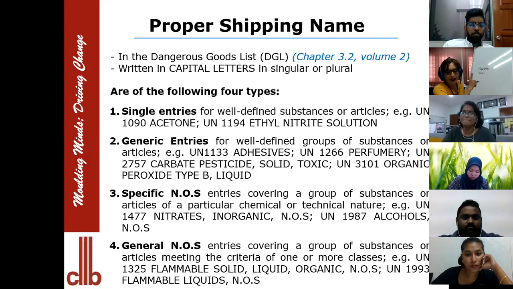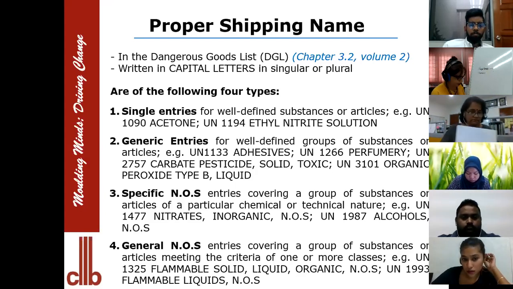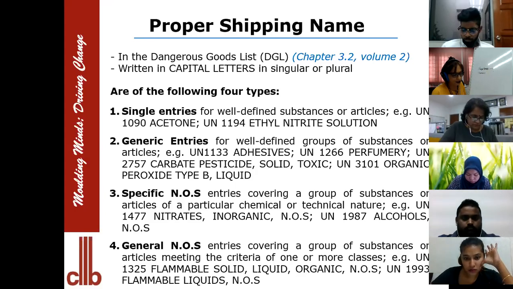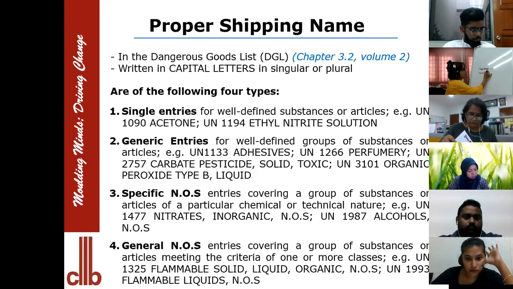So in entries, a specific entry is one for substances that have been mentioned by their name. For instance, 1170 in page 51. That is a specific entry because the product is ethanol and it is specifically, singly named for what it is. But you also have entries that are known as generic entries. That means they don't have their name mentioned specifically.